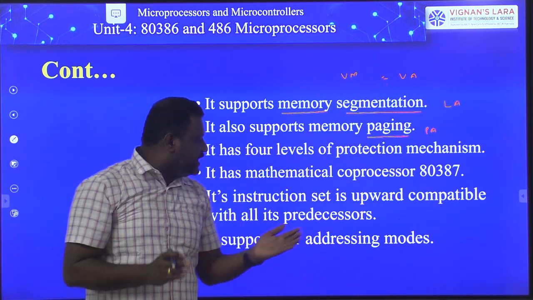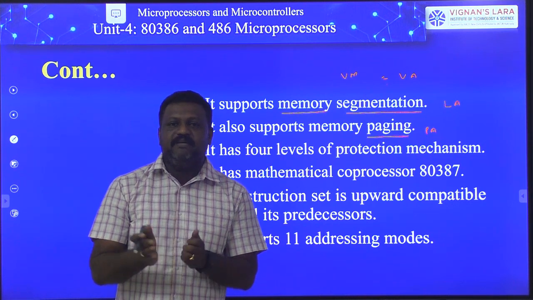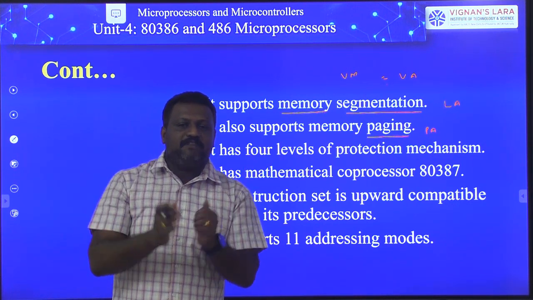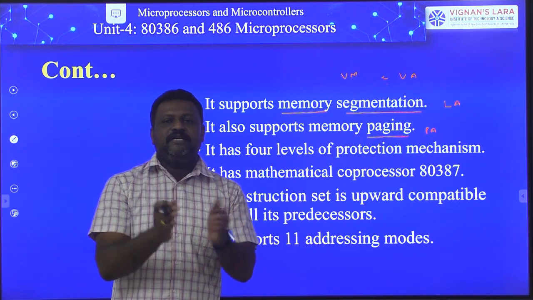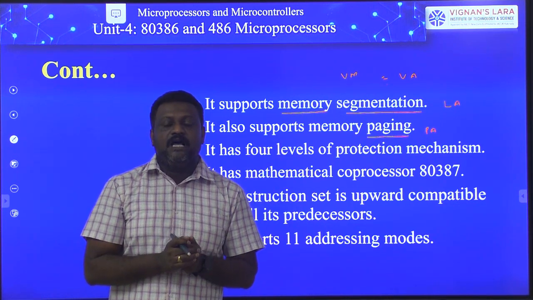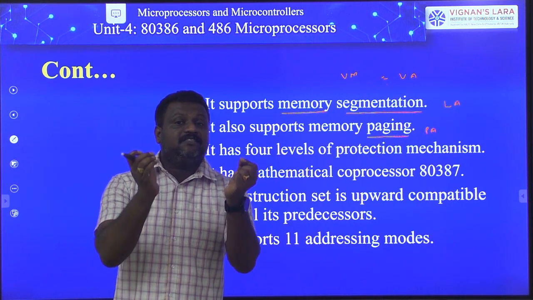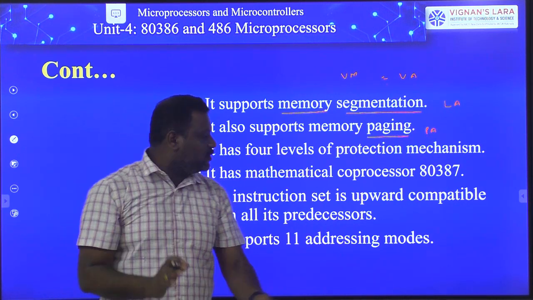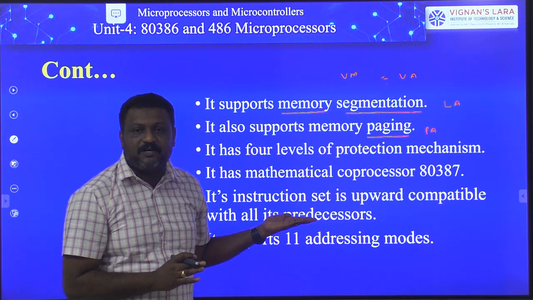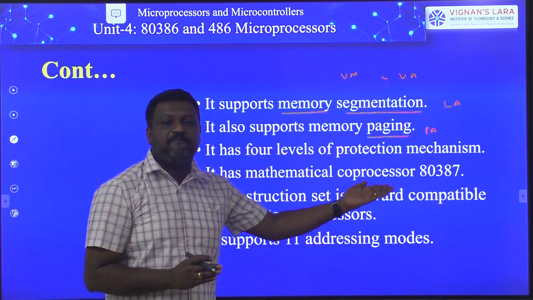Once your 80386 is upward compatible, it means the programs we developed for 8086, 8088, 80186 or 80286 can be executed on this 80386 processor without modifying even a single instruction of that application program. That is the meaning of upward compatible.